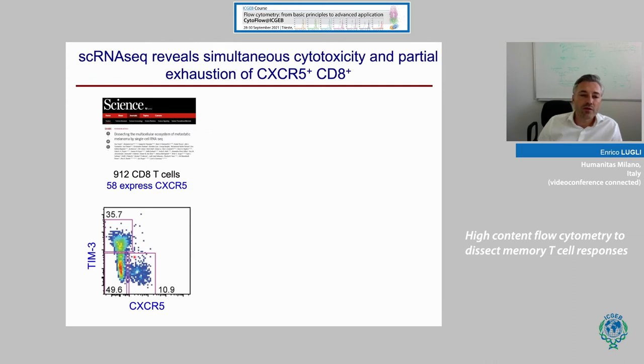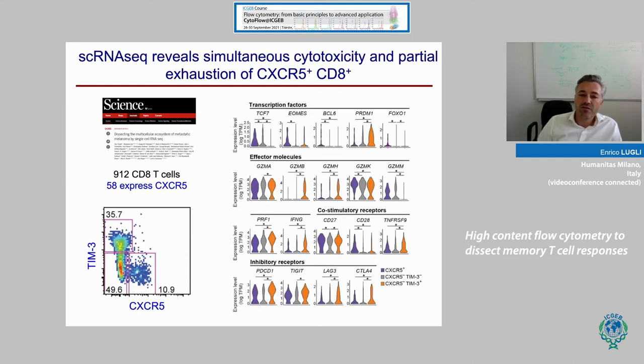So at the time, we didn't have the possibility to do single-cell sequencing here, but we took advantage of public data. This was a single-cell RNA sequencing analysis from metastatic melanoma. From this data set, we identified 58 cells expressing CXCR5, and we basically sorted in silico the cells from the bulk population by using the markers that we had identified by flow cytometry. So we identified the CXCR5 positive population, the TIM3 positive population, and this was found only in humans. In the mouse, you don't have the double negative population, but we also analyzed that one.